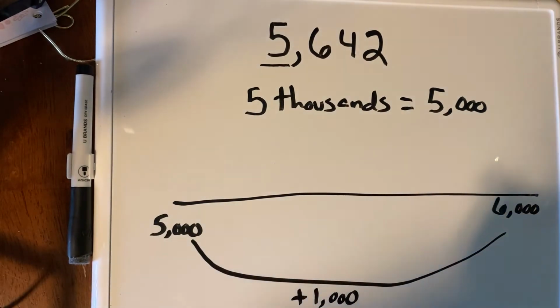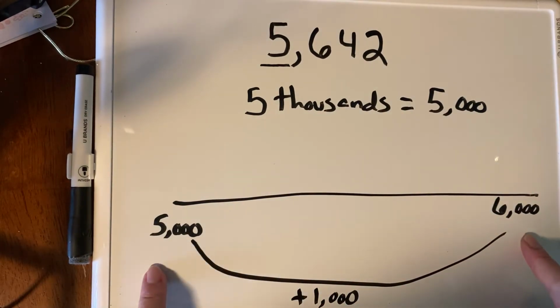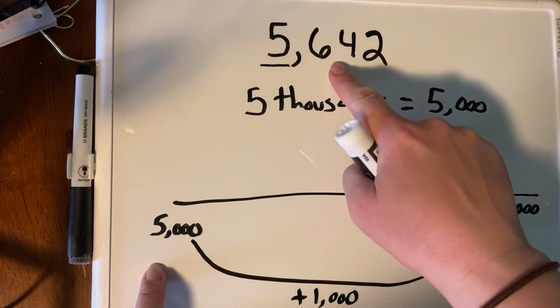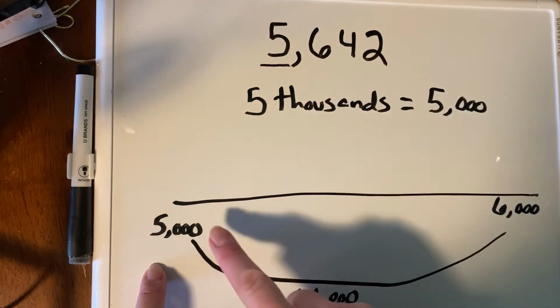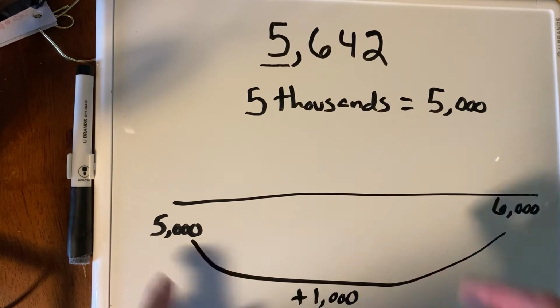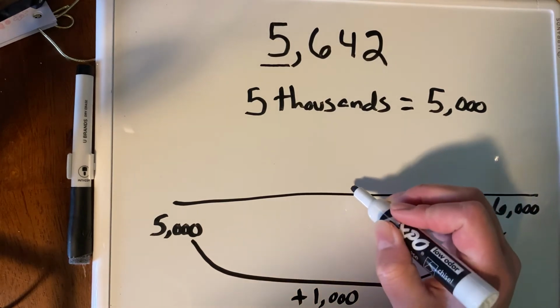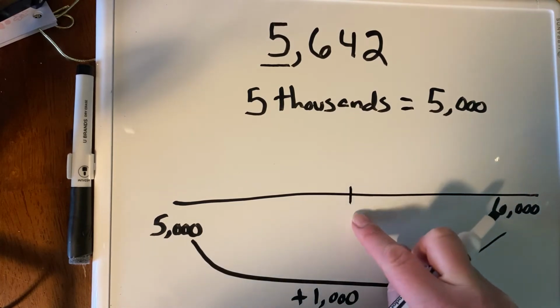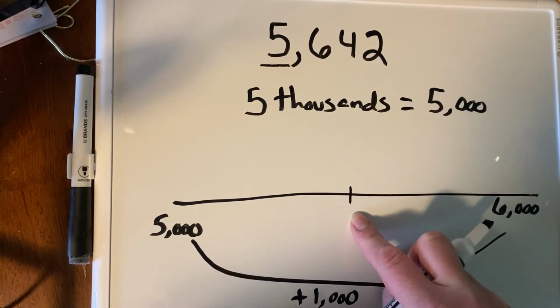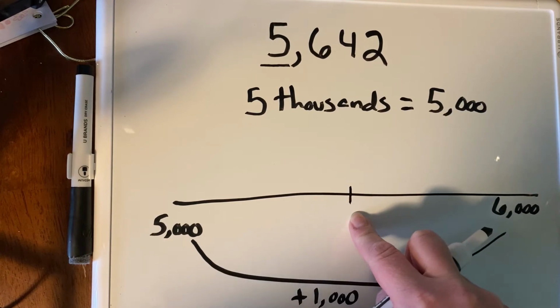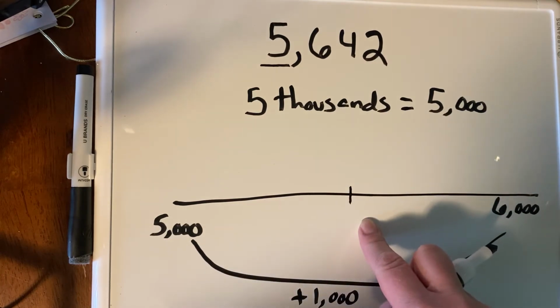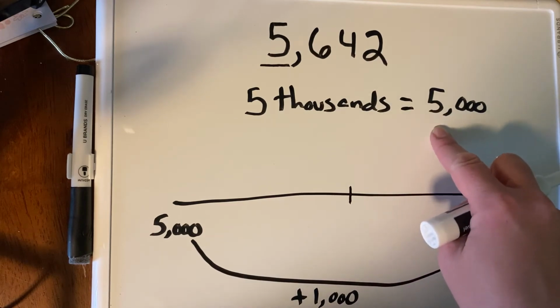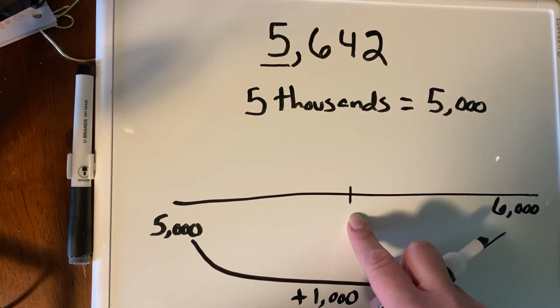Okay, now, so I've got my two benchmark numbers here. So I know that the number 5,642 is going to be somewhere between 5,000 and 6,000. Now I need my midpoint. Now, when we're rounding to the nearest tens, our midpoint always ends in a 5. If we're rounding to the nearest hundreds, our midpoint always has 50 in it. Now, because we're rounding to the nearest thousands, our midpoint is going to have 500 in it.